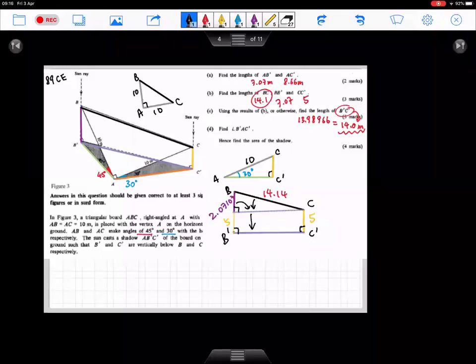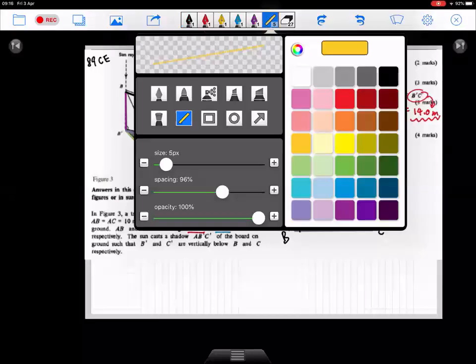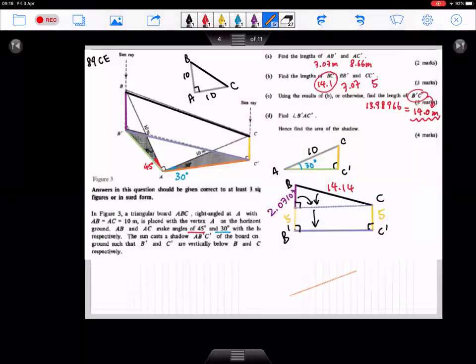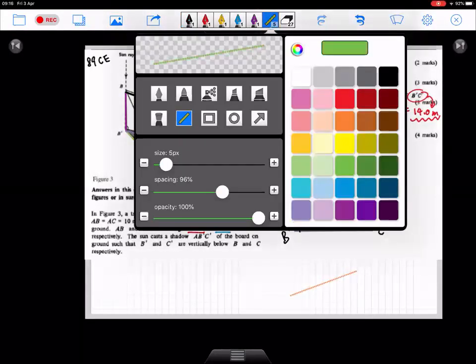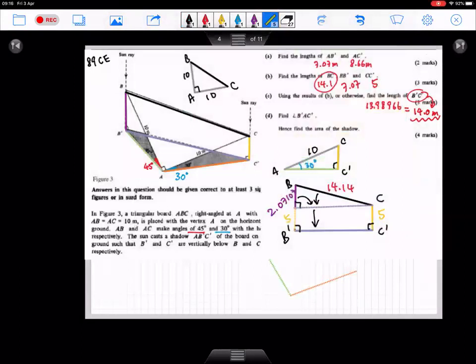And then for part D, now once you have all three lines, you have the orange line in AC prime, you have the green line in AB prime. Now you have this violet line, B prime, C prime. So you have all three lines. You can use Heron's formula to get the area, isn't it? AC prime is 8.66 and AB prime is 7.07 something, all right? And then B prime, C prime, we just did the calculation, is 19 point something, all right? So we can use Heron's formula to get the area of the shadow.